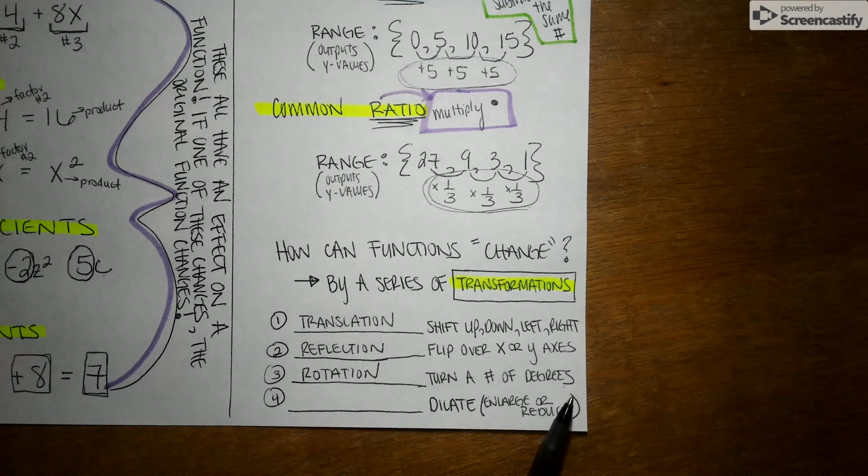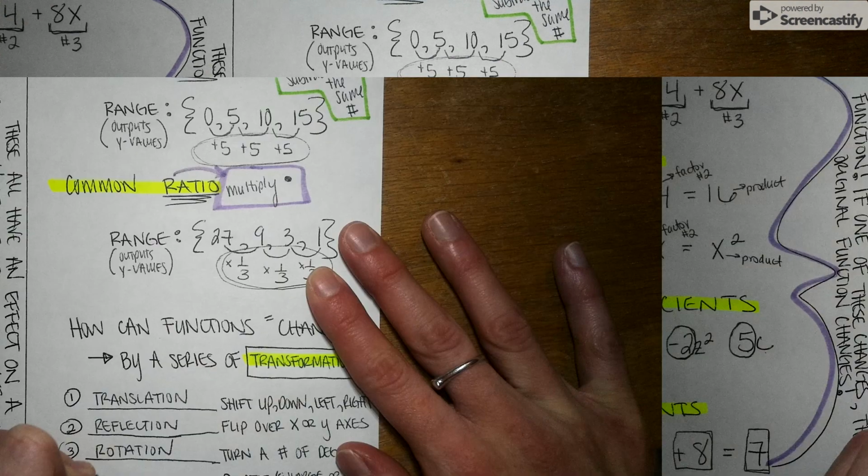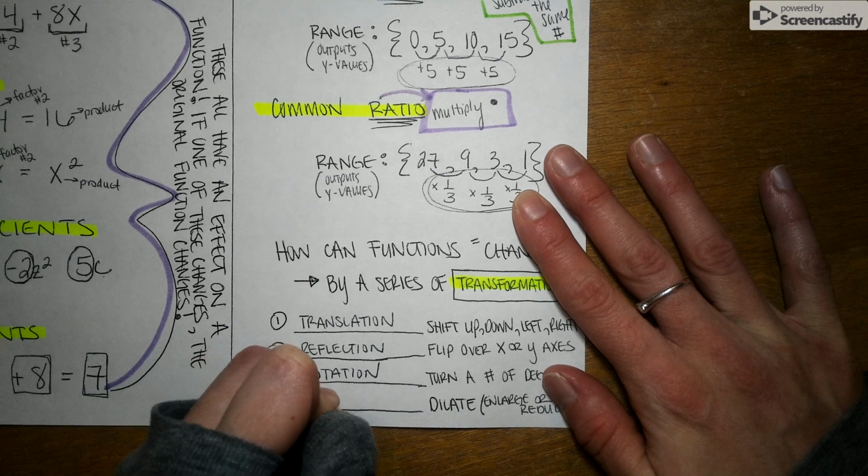And then finally, the last transformation that we're going to cover is what's called dilating or dilation. So you're either enlarging or reducing the original figure, shape, or image. And so what we call that in algebra is a stretch or a shrink.